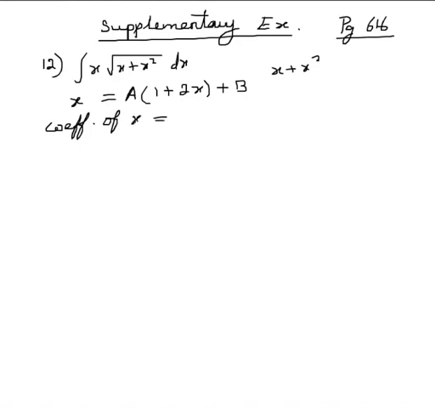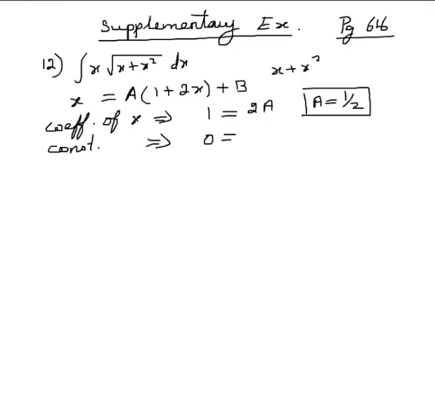Equate the coefficients of x. Coefficient of x on the left hand side is 1, on the right hand side is 2a, therefore a value is half. Equate the constant terms. There is no constant term on the left hand side, and on the right hand side we have two constant terms, a and b. So b is minus a, therefore b is minus half.